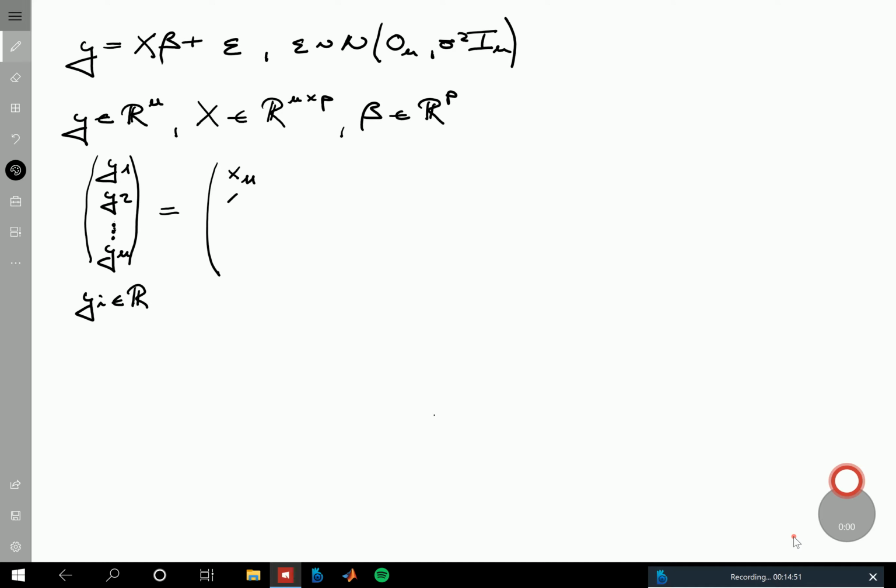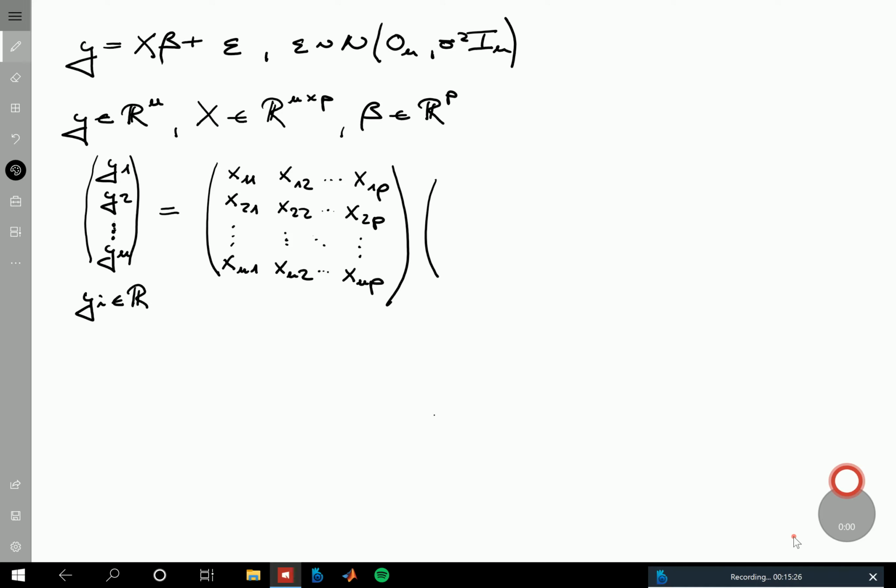Then the x is, of course, the design matrix. And here you should also always see this behind it, up to the p-th column. And then we have the beta parameter vector: beta 1, beta 2, up to beta p. And this is what we discussed last time.